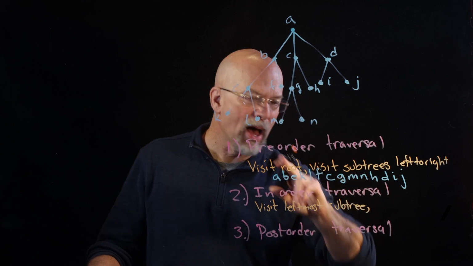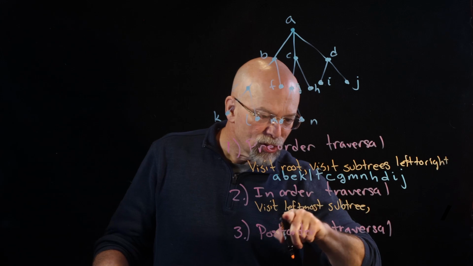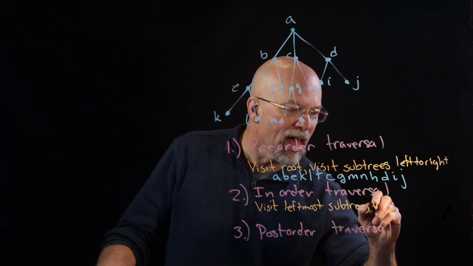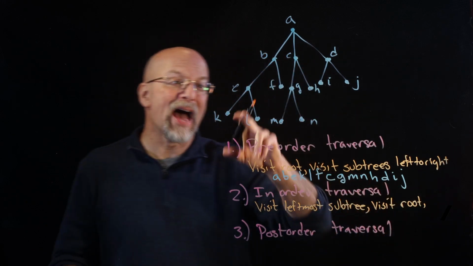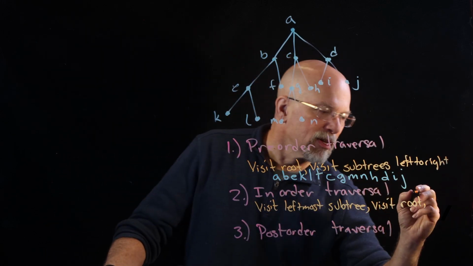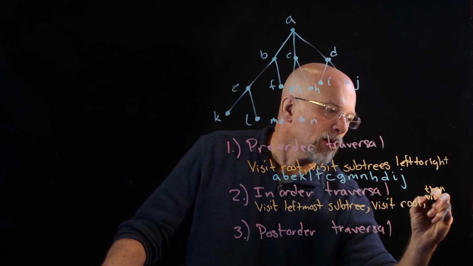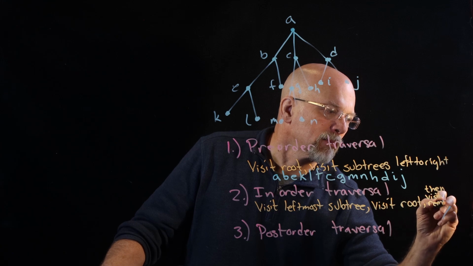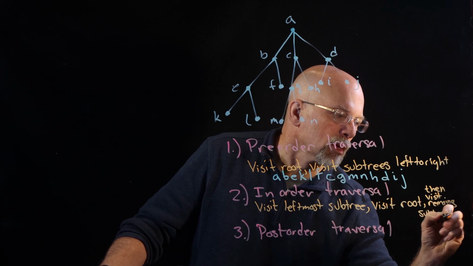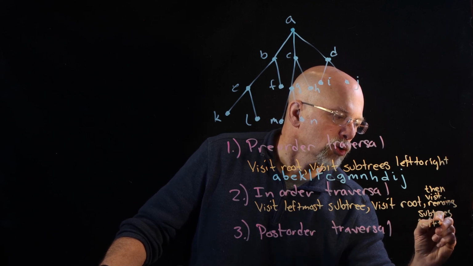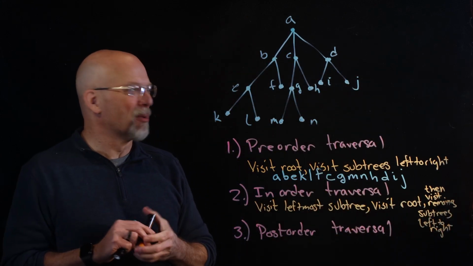Once you get to K, you have to come back up. And after you visit the leftmost subtree, then you visit the root. And after you visit the root, then visit the remaining subtrees left to right.